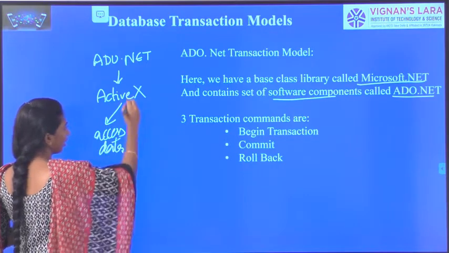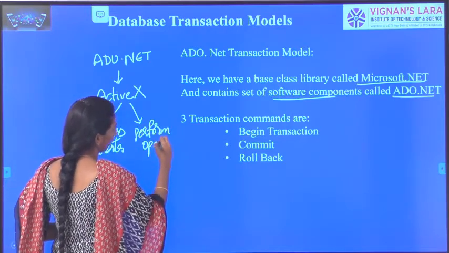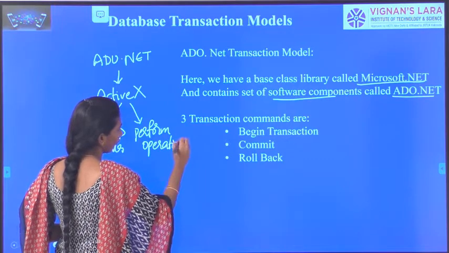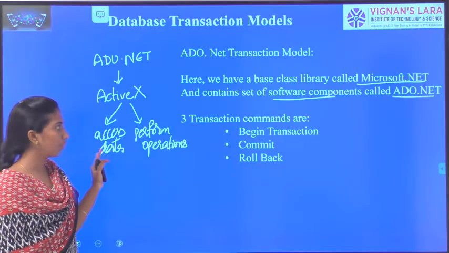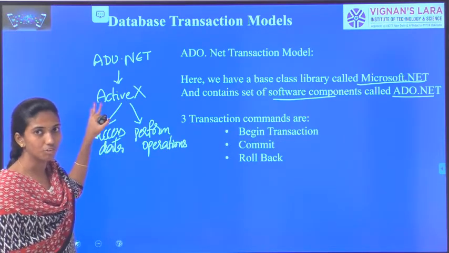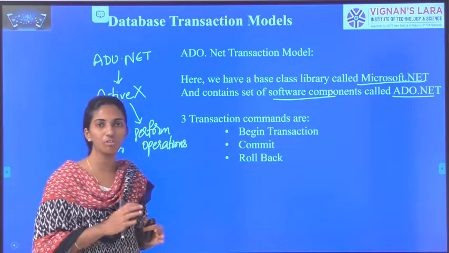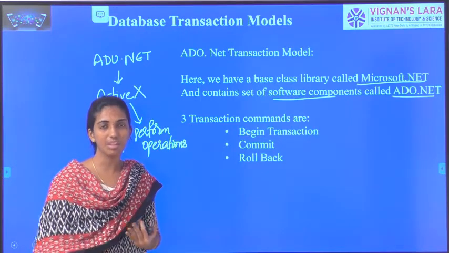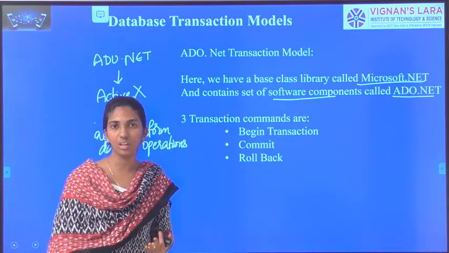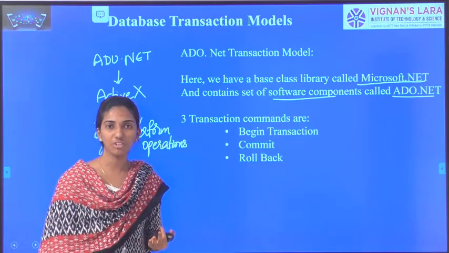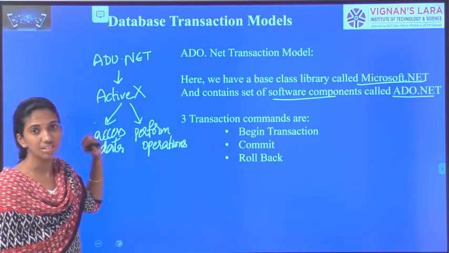data and perform operations on the data. Okay, so this ADO.NET model imposes ActiveX data objects. What these data objects contain is whatever the transactions or modifications or operations that are done on a database, that means either accessing the data, performing operations on the data, or modifying the data, whatever we need to do on the database, those particular objects are specified in this ADO.NET transaction model by using these ActiveX data objects.